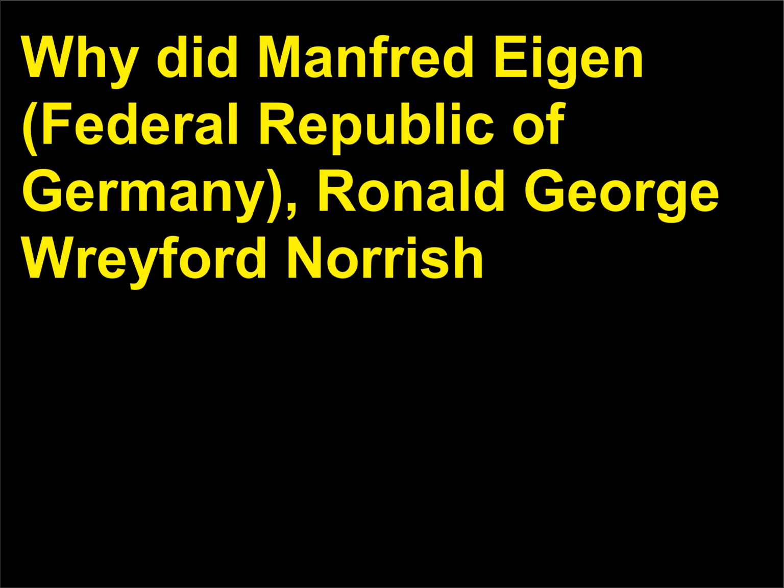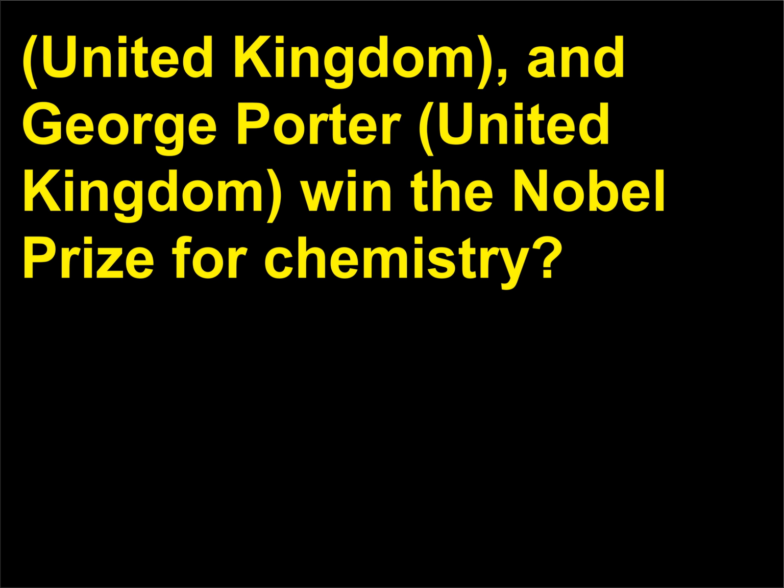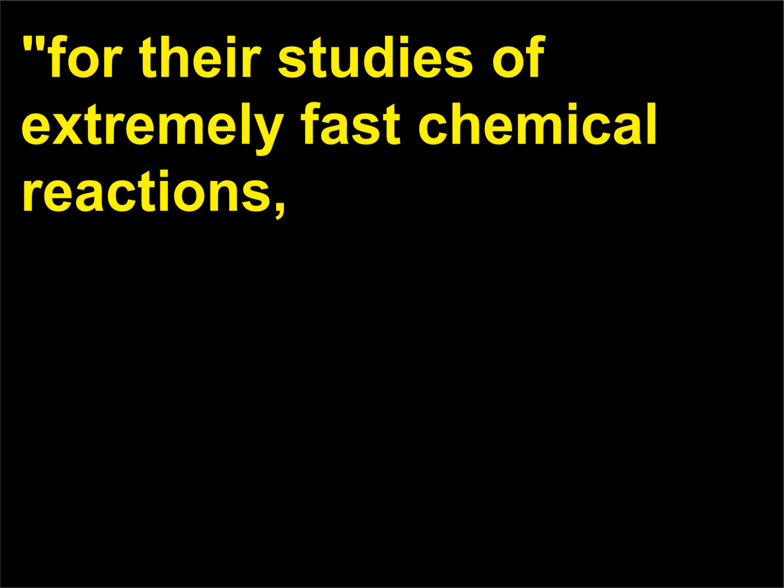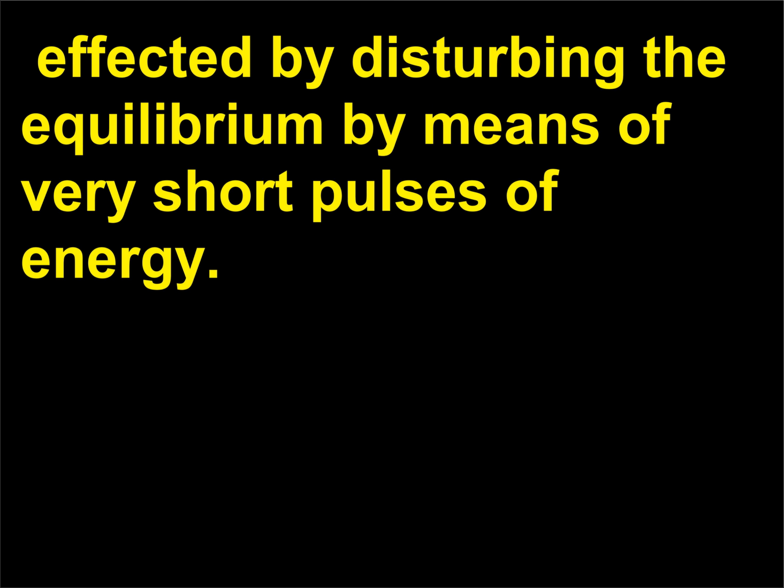Why did Manfred Eigen, Federal Republic of Germany, Ronald George Rayford Norrish, United Kingdom, and George Porter, United Kingdom, win the Nobel Prize for Chemistry? For their studies of extremely fast chemical reactions effected by disturbing the equilibrium by means of very short pulses of energy.